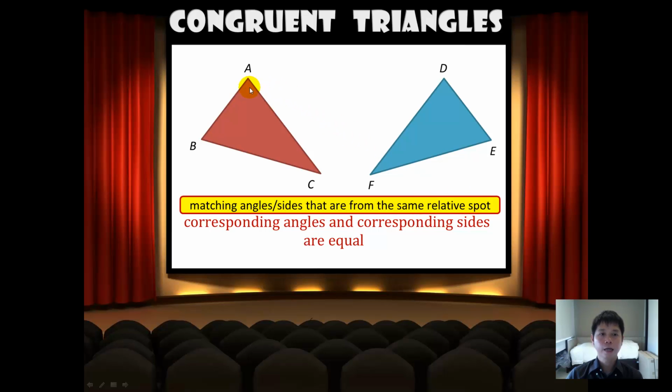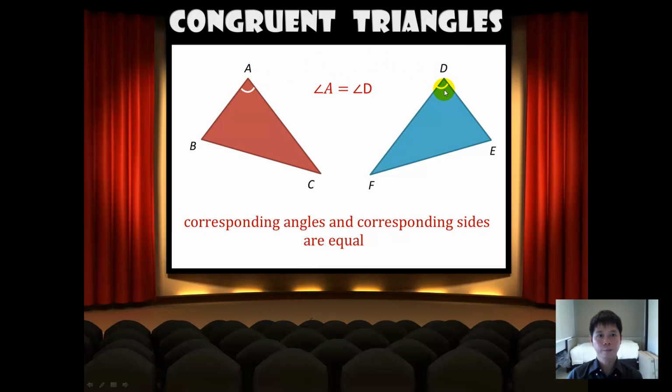In this case, angle A corresponds to angle D. Angle B corresponds to angle E, and angle C corresponds to angle F. Since they are congruent, the corresponding angles are all equal. The length of the side AB corresponds to DE, and the side AC corresponds to the side DF. Finally, the side BC corresponds to the side EF. And once again, because they are congruent, the corresponding sides are equal in length as well.